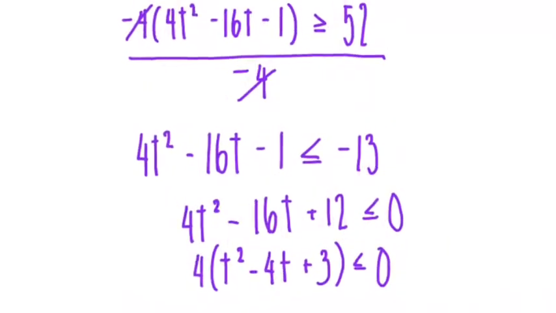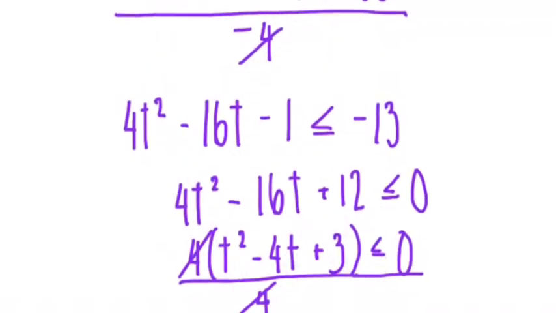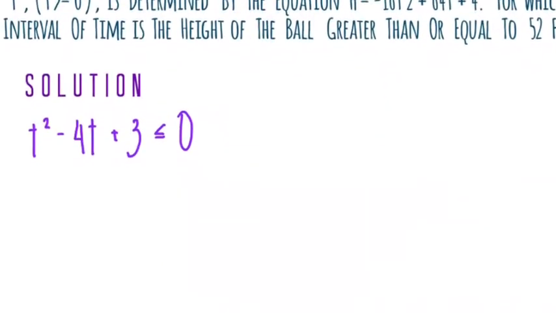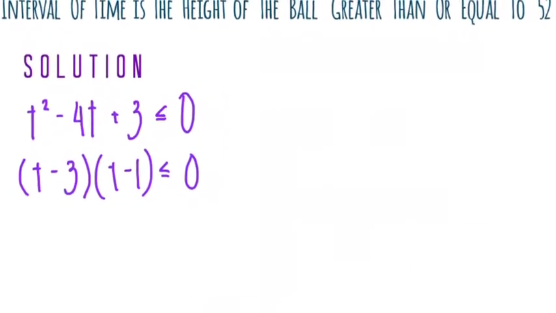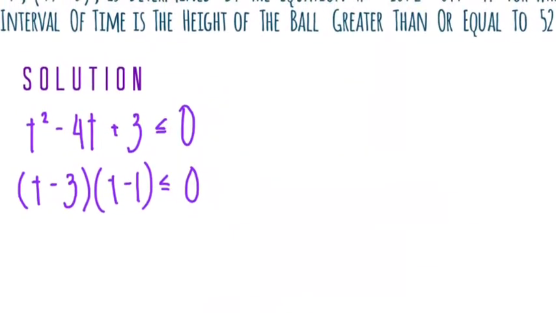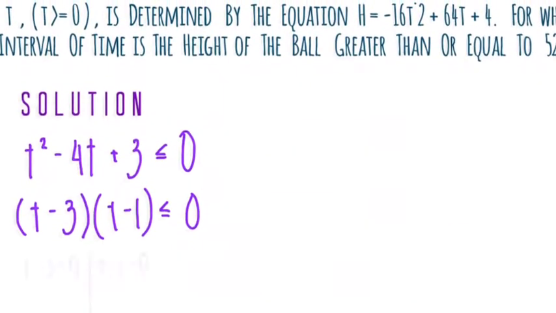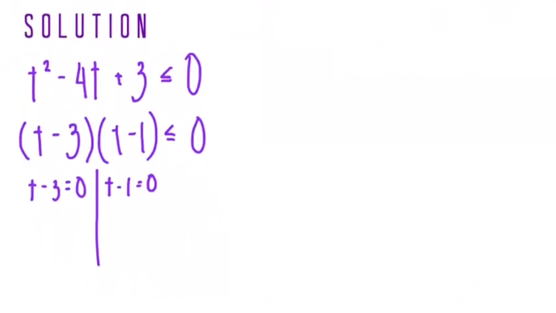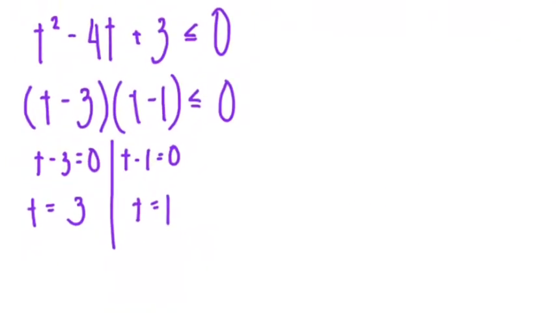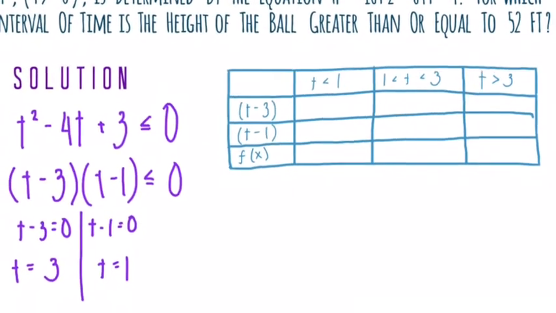Once again, they are all divisible by 4, so we divide by 4. This will result to t squared minus 4t plus 3 is less than or equal to 0. We factor this out, which will result to t minus 3 times t minus 1 is less than or equal to 0. Use the zero property method to isolate our t, or our time. Create a table once again, just like what we always do. Fill it out.